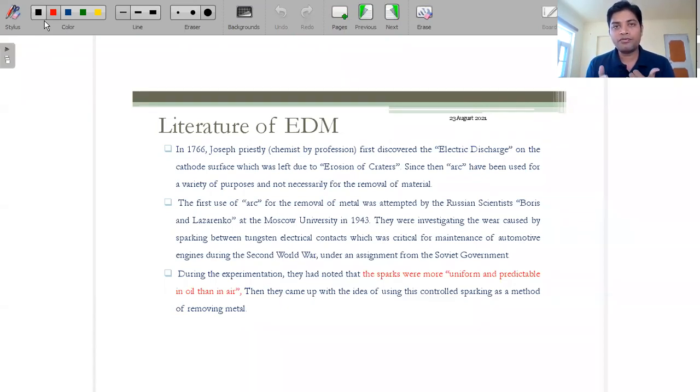chemist, or by profession an automotive engineer, Joseph Priestley, in 1966. He had his own garage, and he was working on cars, especially on car batteries. He found that every time there is an erosion. Now what is erosion? The removal of material, removal of material on batteries.